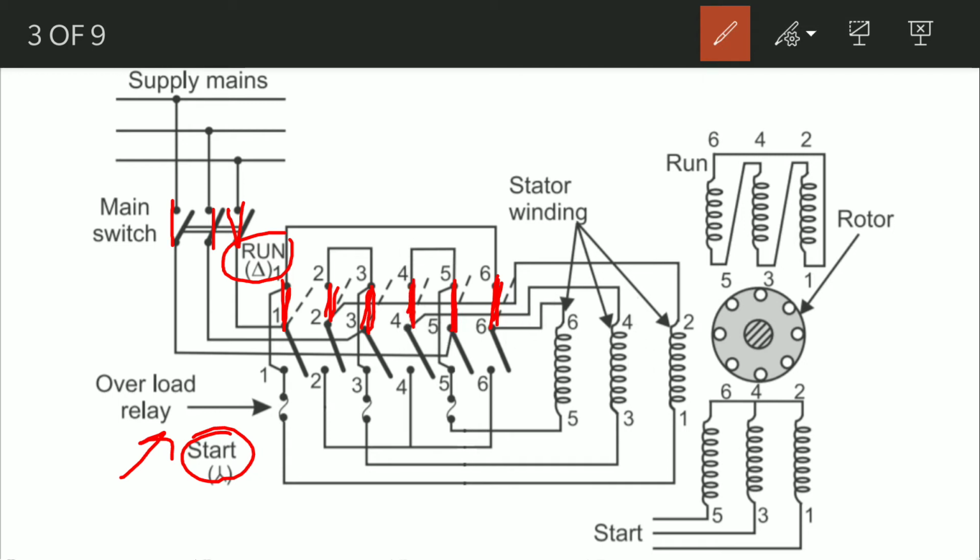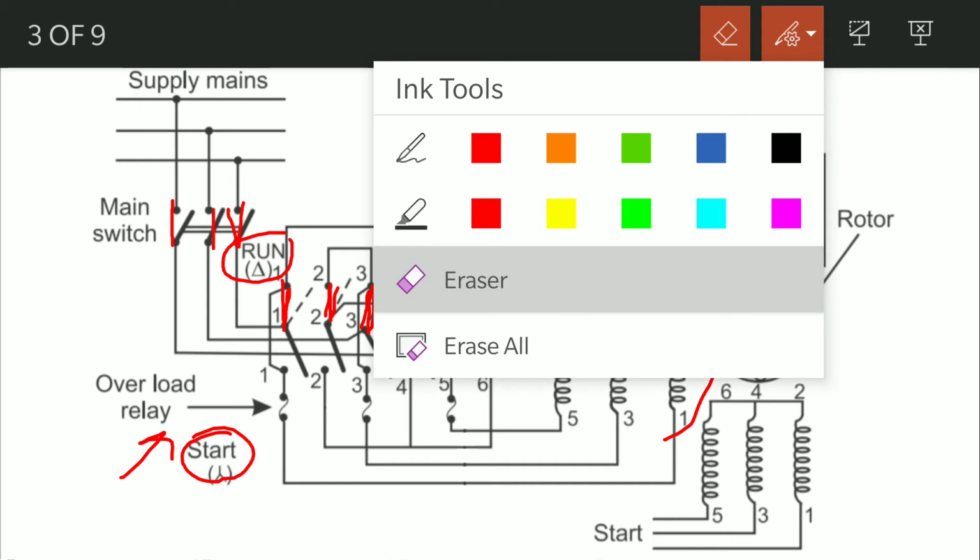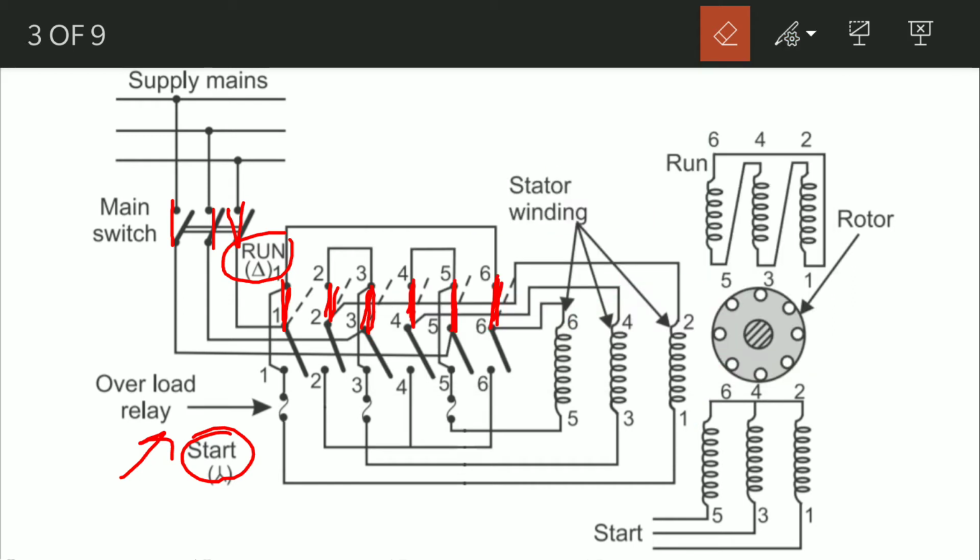So we can conclude that by making the switch in upper position, what we get, 4, 5 are connected, 3, 2 are connected, 1 and 6 are connected. This is the position for delta connection of the motor, which is shown in this diagram.